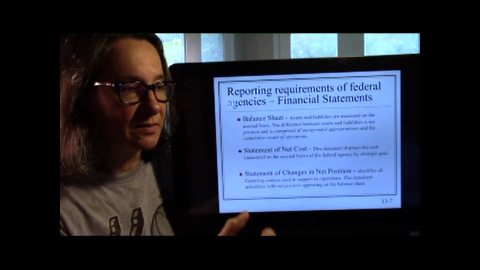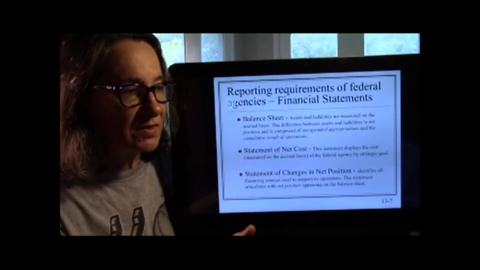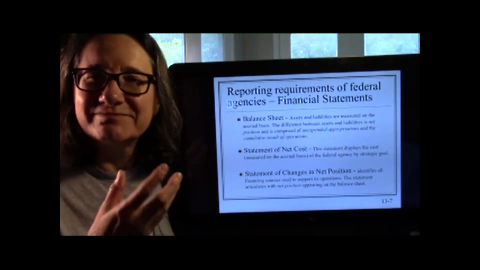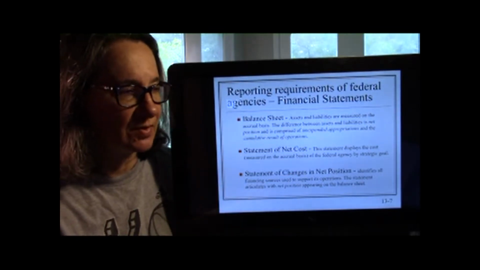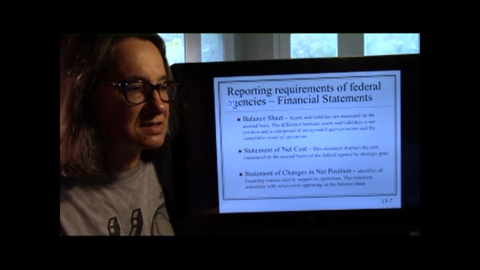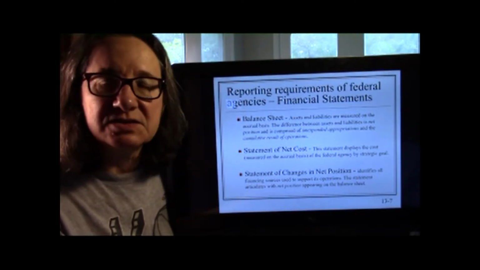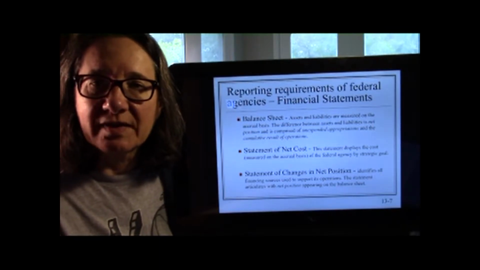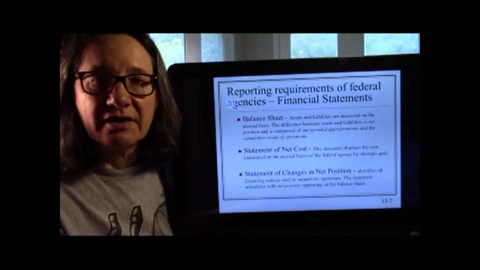Unexpended appropriations is what's left at the end of the year, and cumulative result of operations would be kind of like your retained earnings, but it's called cumulative result of operations. The statement of net cost displays the cost to the federal agency, and the federal government is doing accruals, so you don't have to worry about that modified accrual stuff.